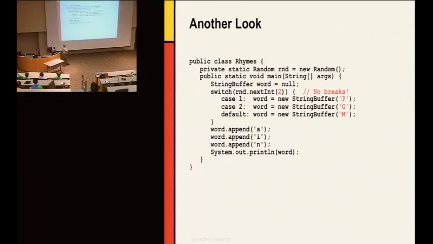Okay? First of all, this is a fence post error. It should have been nextInt 3. That's the modulus. nextInt 2 always returns 0 or 1, never 2. So if you wanted to return 0, 1, or 2, it should be random.nextInt of 3.